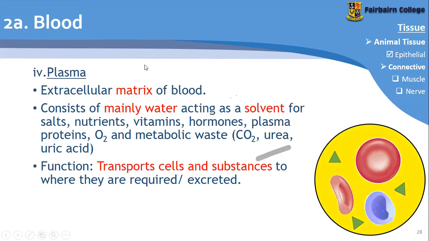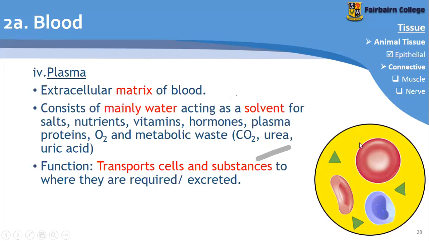Okay, then lastly, the plasma. Okay, so the plasma is the matrix that we spoke about earlier. So I'll just quickly pause here and explain what the matrix in connective tissue does. So the matrix is basically the cement of the connective tissue. Okay, so that's the substance that everything else is in, and it keeps everything else together. So the matrix in connective tissue is very important. In the case of blood, the matrix is the plasma.